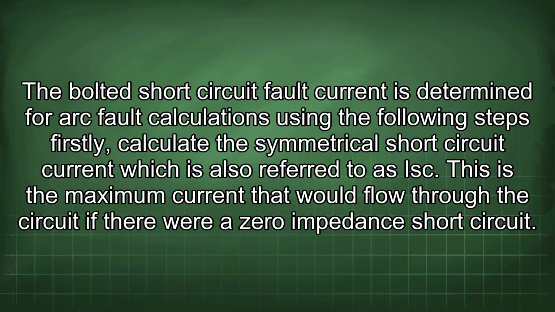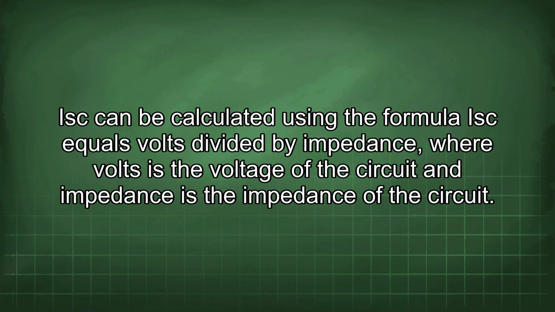Bolted short-circuit fault current is determined for arc fault calculations using the following steps. Firstly, calculate the symmetrical short-circuit current, which is also referred to as ISC. This is the maximum current that would flow through the circuit if there were a zero impedance short circuit. ISC can be calculated using the formula ISC equals volts divided by impedance, where volts is the voltage of the circuit and impedance is the impedance of the circuit.